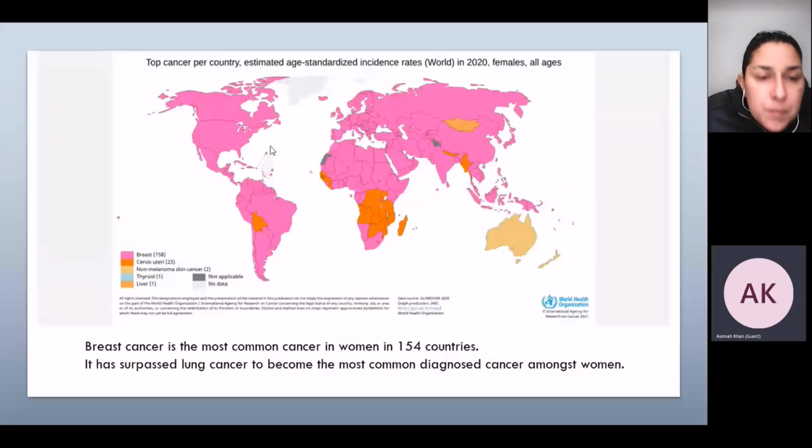Breast cancer is the most common cancer in women. It has surpassed lung cancer, which had been leading for many years. Since 2020, it has surpassed lung cancer and become the most commonly diagnosed cancer amongst women.